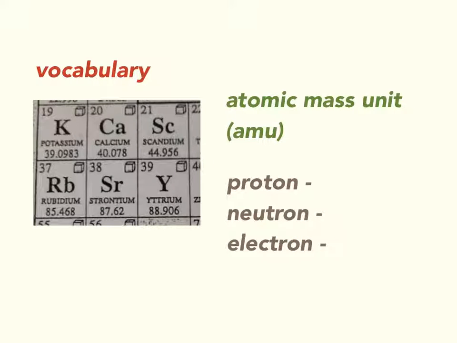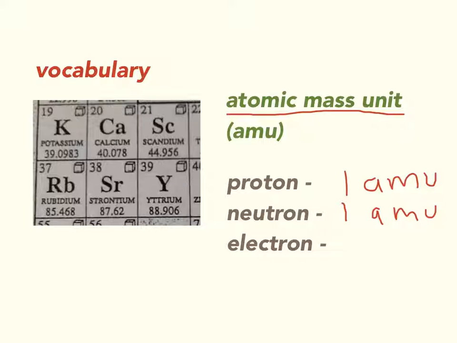Some important things are some key vocabulary things. The atomic mass unit is the label or the metric unit for how we measure protons, neutrons, and electrons. A proton is 1 AMU. A neutron is also 1 AMU. So protons and neutrons are about the same size.